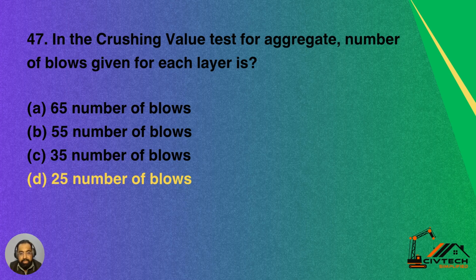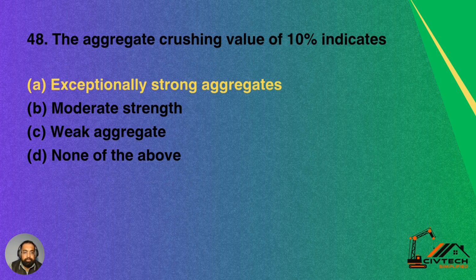Question 47. In the crushing value test of aggregate, the number of blows given for each layer is: option A 65 blows, B 55 blows, C 35 blows, option D 25 blows. So in the crushing value test for aggregate, the number of blows given for each layer is 25. Option D is the correct answer.